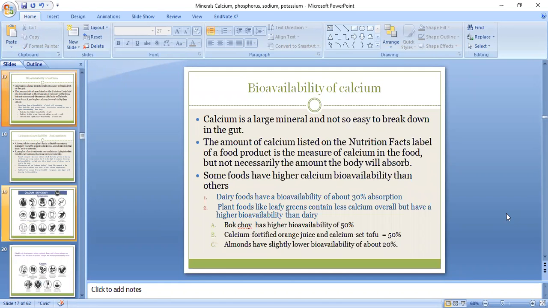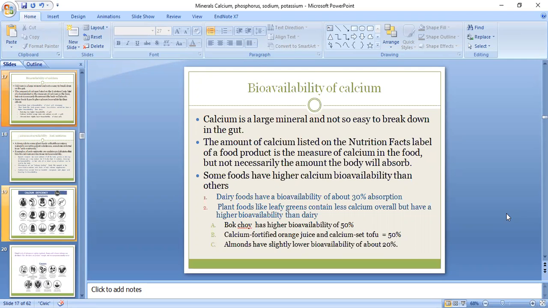On the bioavailability of calcium. Calcium is a large mineral and not so easy to break down in the gut. The amount of calcium listed on the nutrition facts label of a food product is the measure of the calcium in the food, but not necessarily the amount that the body will absorb. Some foods have higher calcium bioavailability than others. Dairy foods have a bioavailability of about 30% absorption, while plant foods like leafy green vegetables contain less calcium overall but have a higher bioavailability than dairy.